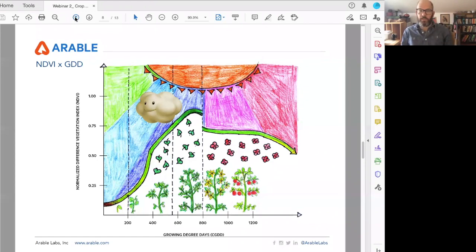So it's really, I think, exciting to see that we've got a way to parameterize the growth stages using something that we can measure from afar, as opposed to drawing on some publication that was put out years ago, probably on a variety that is not relevant to us.